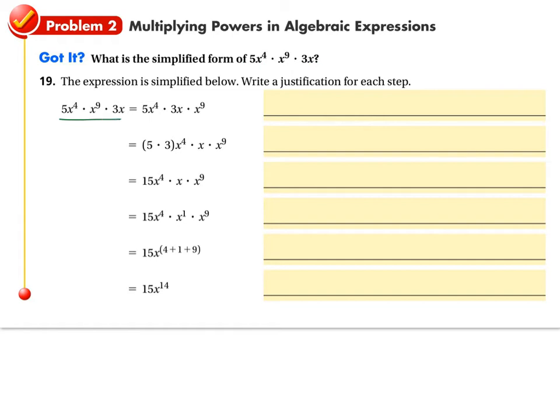So to get from here to here, I changed the order of x to the 9 and 3x squared. So I use the commutative property. Now in the next problem, I grouped the 5 and the 3. That's associative. And then I multiply the 5 and the 3, so it's multiplication.